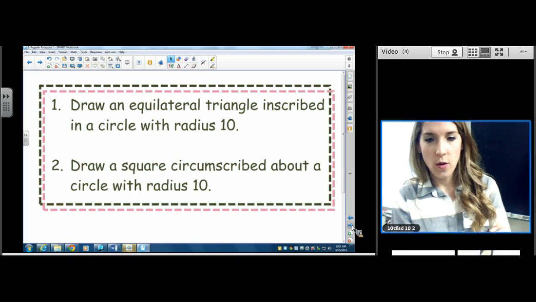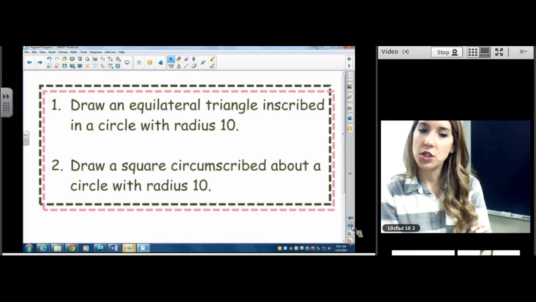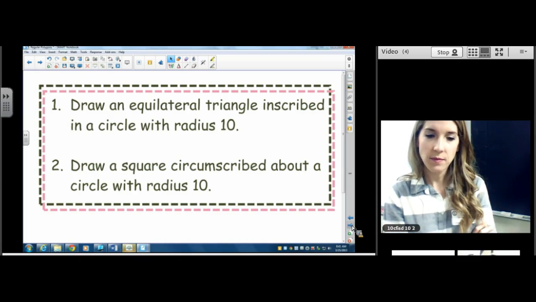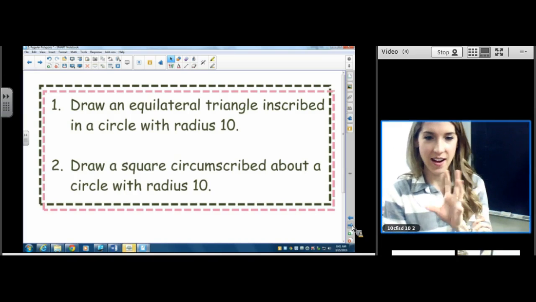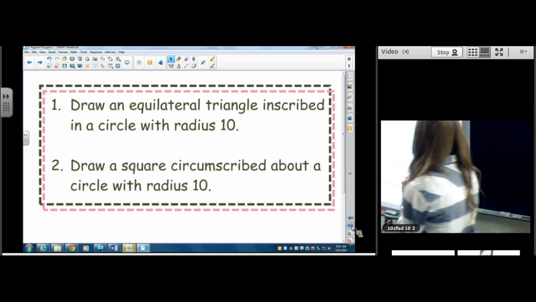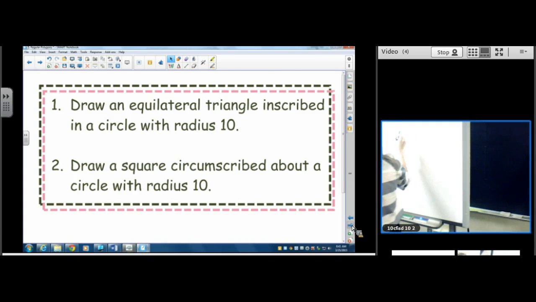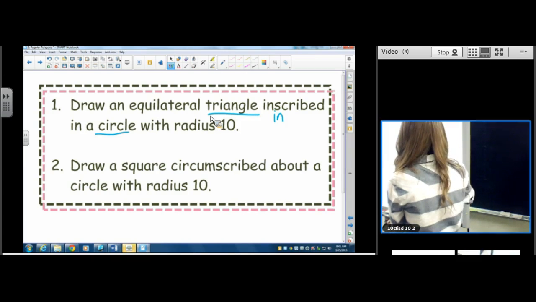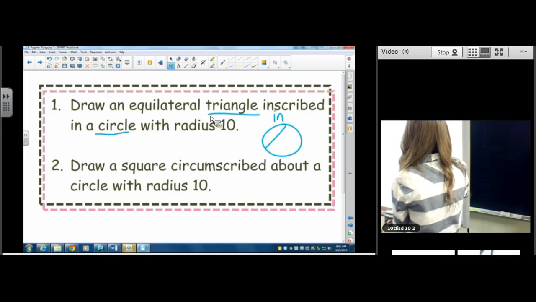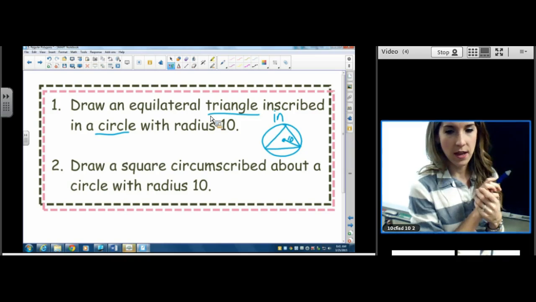Do you know what inscribed means, or could you guess? What does inscribed kind of sound like? Good, inside. So that means draw a triangle inside a circle with radius 10. So I have my circle, I have my triangle, and the radius of the circle is 10. So that's what that picture would look like.